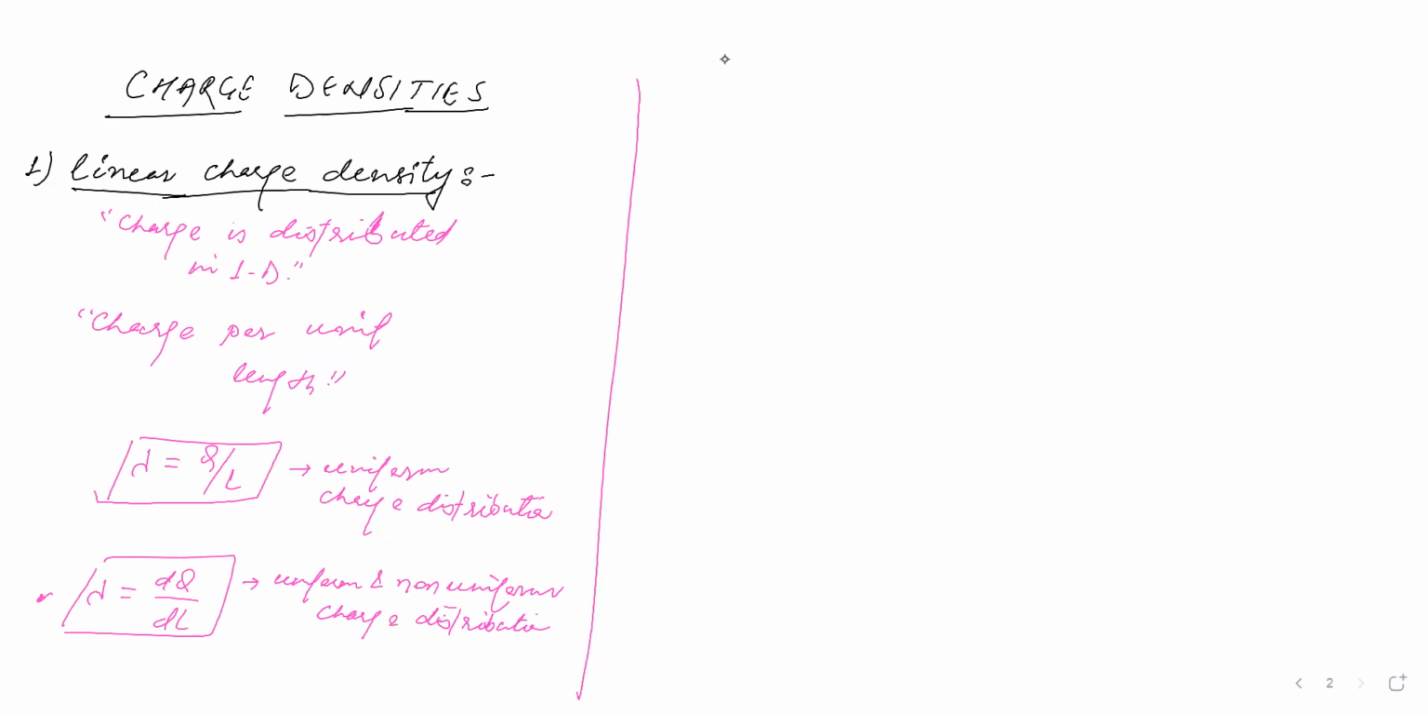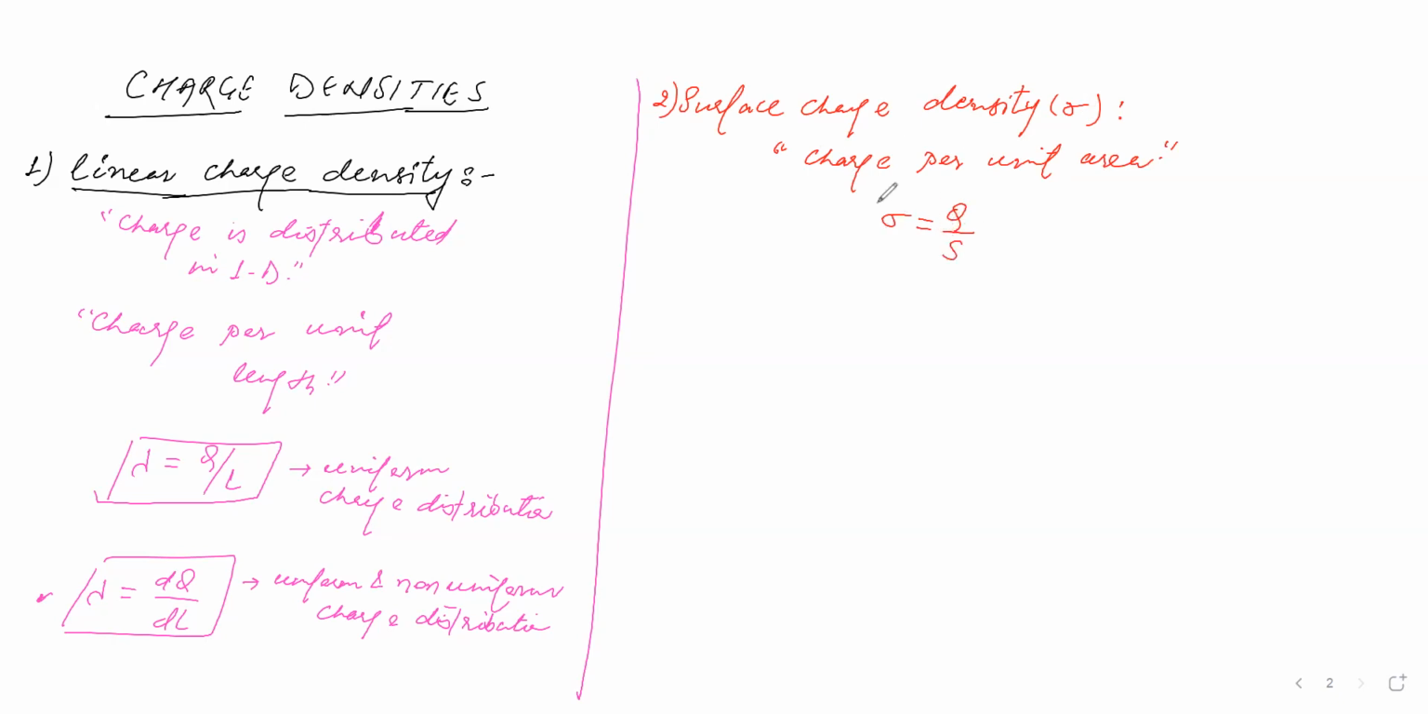Next one is surface charge distribution, or you can also say surface charge density, which is denoted by sigma. The definition is charge per unit area. The unit is coulomb per meter square. Sigma is equal to Q over S, where S is your area. This formula is used for uniform only.